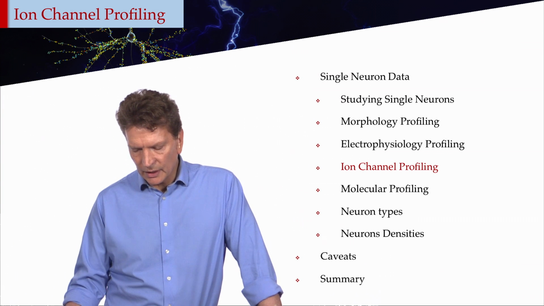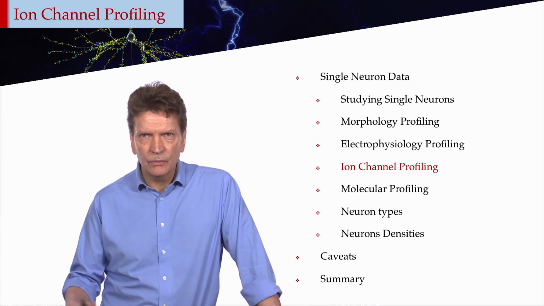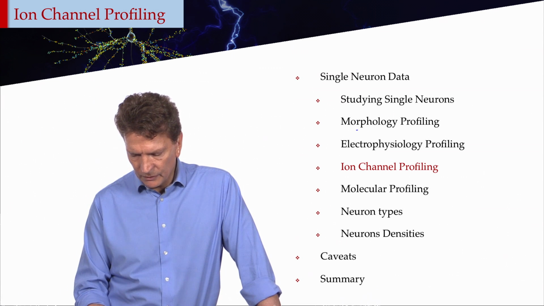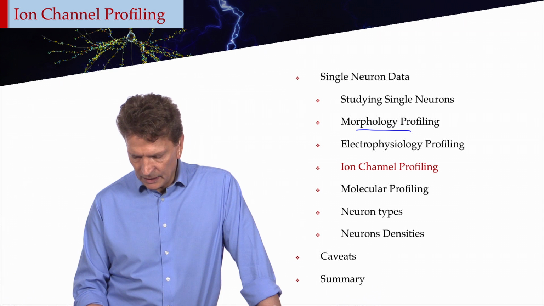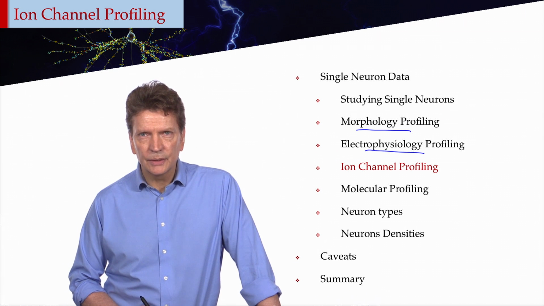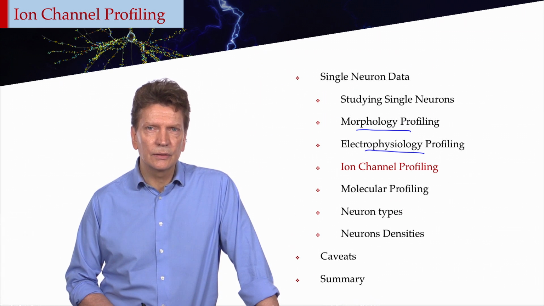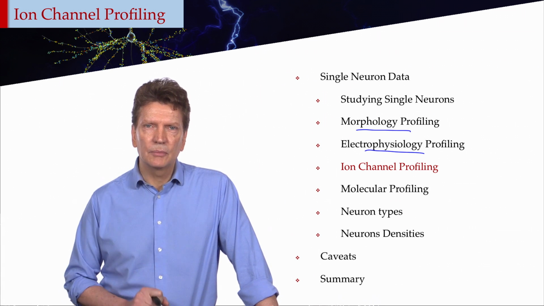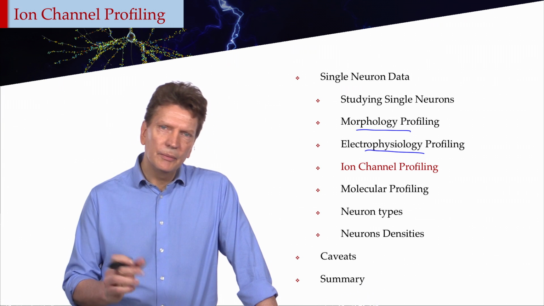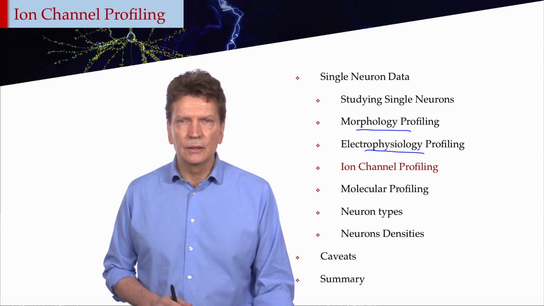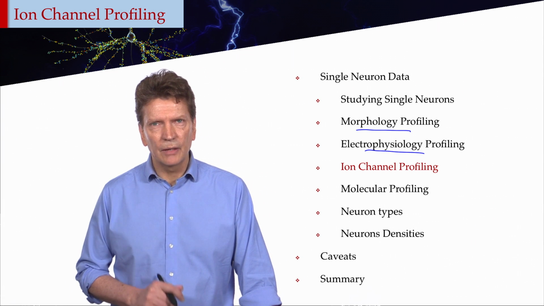We looked at studying single neurons, the different ways that we can explore neurons in terms of the morphology and electrophysiological properties. And today we're going to look at ion channels, profiling, molecular profiling. What do we mean by neuron types? And how do we actually obtain neuron densities? And then some caveats and a summary.